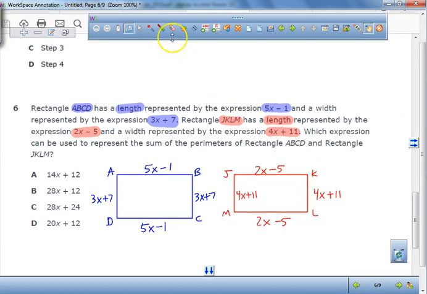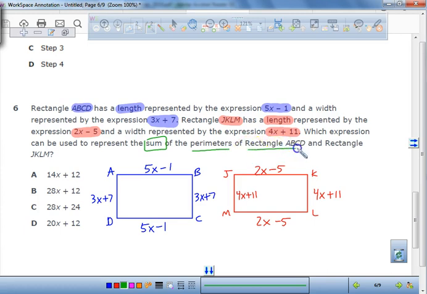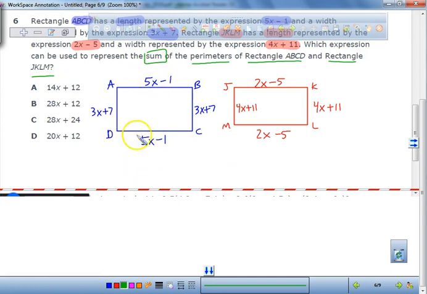Okay. Now, when it says, which expression can be used to represent the sum of all of the perimeters of this rectangle and this rectangle, what's it asking us to do? Add them all up. All right, so how about this? Let's make a couple of boxes over here. We're going to make the boxes of x's and the boxes of, we'll call them constants, also known as numbers.